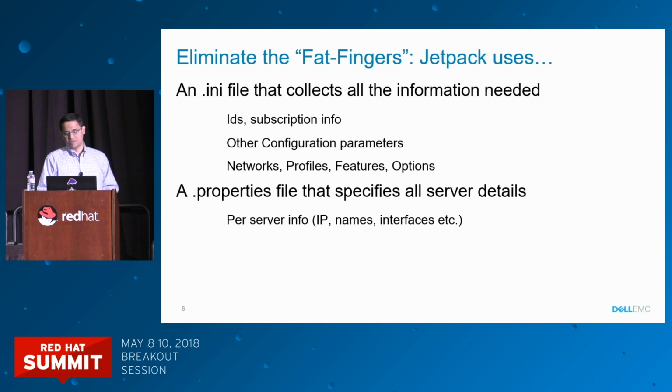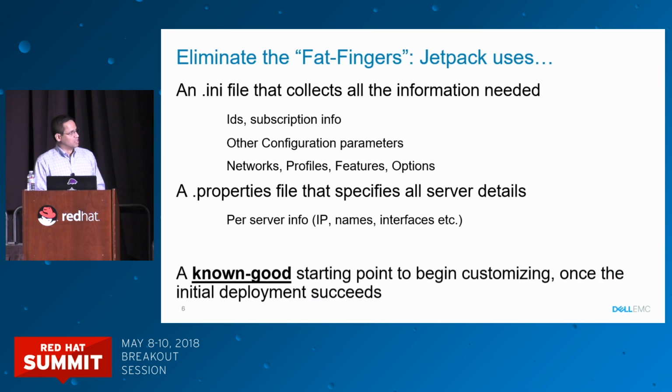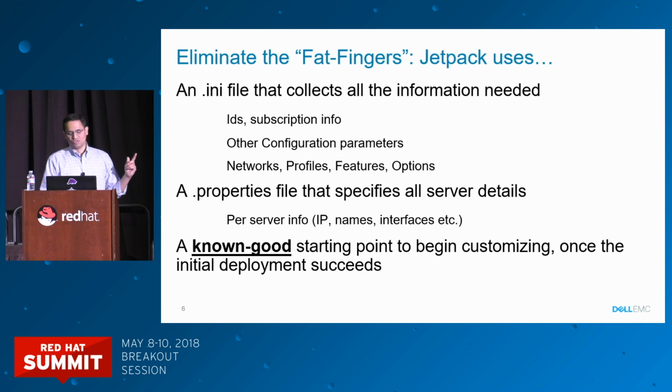The other file that I mentioned, .properties, it's a JSON object that's getting described in this file. Essentially a per server piece of information. The IP address, the names, the interfaces, which interface is used for what purpose, the bonding pairs of those interfaces, all of that is captured in the properties files. So think of this as a known good starting point to begin customizing.